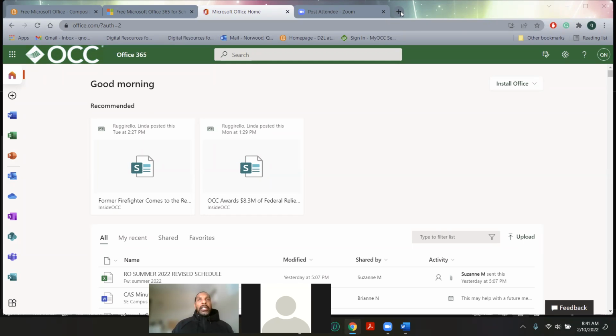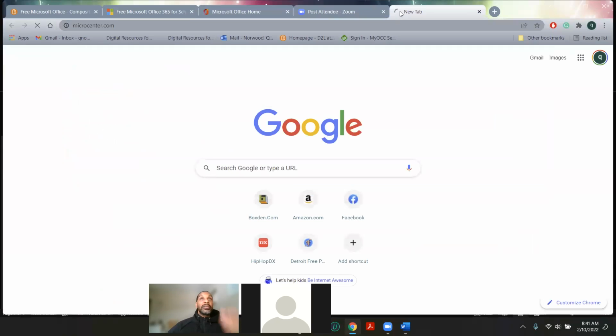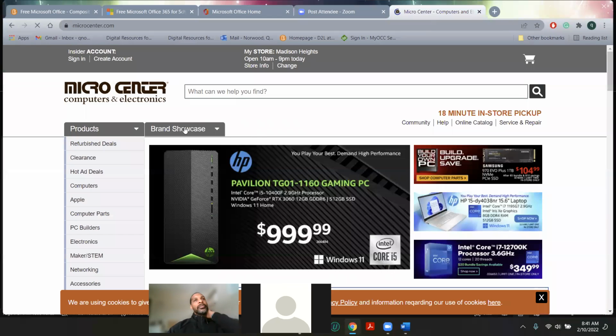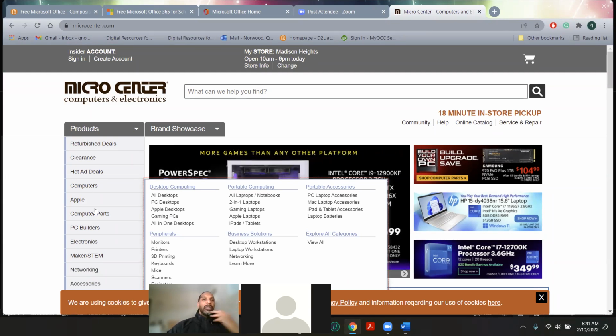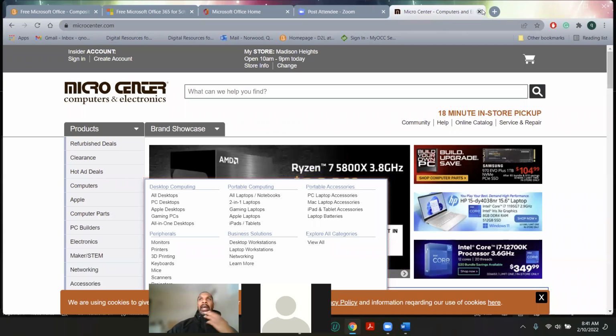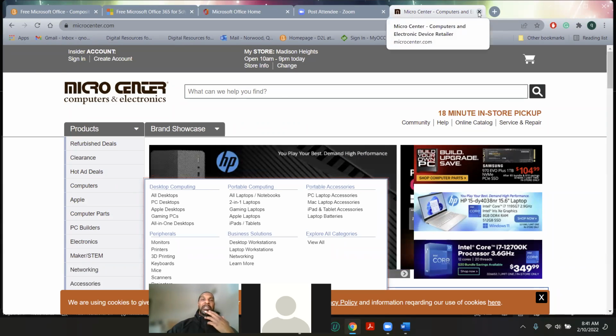Look at this. This is one of my go-to spots for computers, for computing stuff, Micro Center. You can just look at this site and price some. Micro Center is in Madison Heights or Troy, but they do online shipping and everything. Check out Amazon as well. Like I said, you don't have to spend a lot on a decent computer.